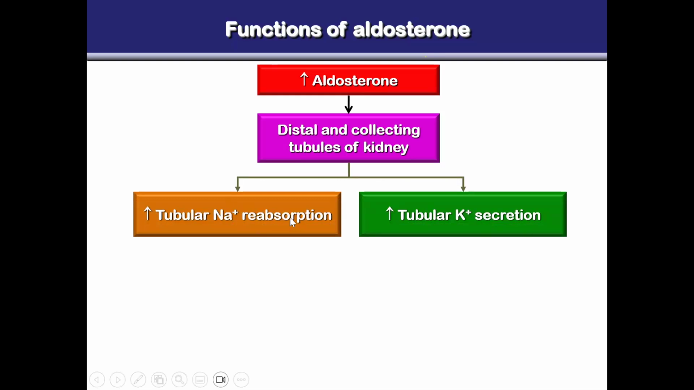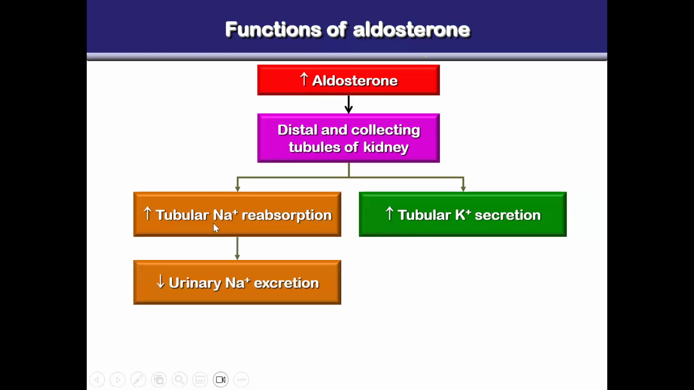If something is reabsorbed from the kidneys, that means it will be retained in the body. It will not be passed out into the urine. So when the sodium ions are reabsorbed by aldosterone in the kidney, these sodium ions will be retained in the body and will not be excreted out in the urine. So increased sodium reabsorption will lead to decreased urinary sodium excretion. Less sodium will be excreted and more of it will be reabsorbed and retained in our body.